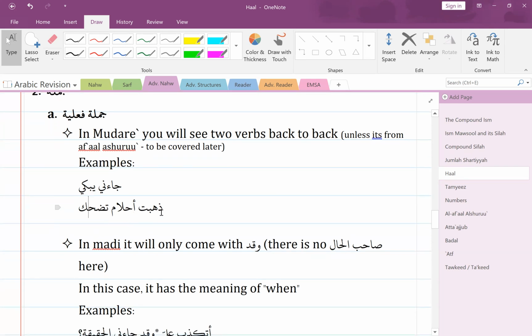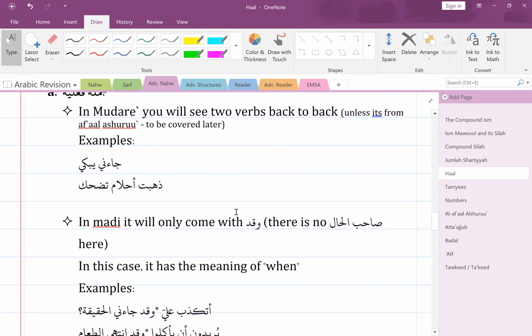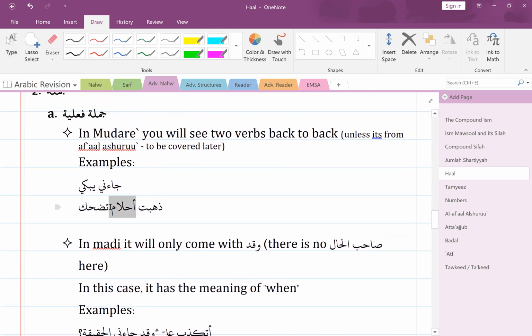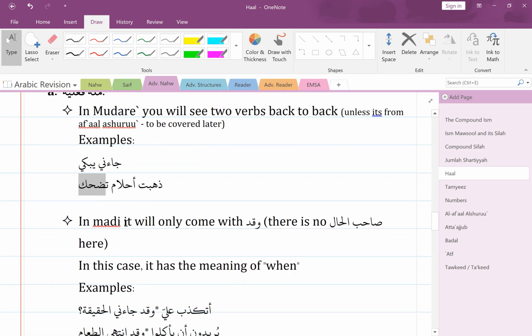And then the second example, you have ذهبت أحلام. If I just said ذهبت أحلام, أحلام went. Yeah, أحلام is a feminine name, so ذهبت. But if I say ذهبت أحلام تضحك, أحلام went while laughing or as she was laughing. Okay, so you can see ذهبت, there's a فعل, and then you have a مضارع, تضحك. So the مضارع just comes in. One sentence ends, and then the مضارع begins. Okay. So that's basically that. And of course, the sahibul hal, you can find the sahibul hal, ahlam, because it matches in gender and number with the hal. Okay. Now that is in mudari'.